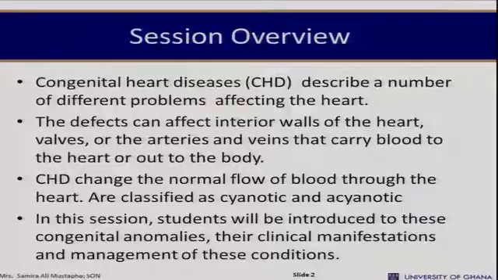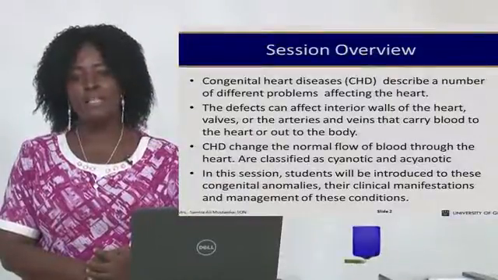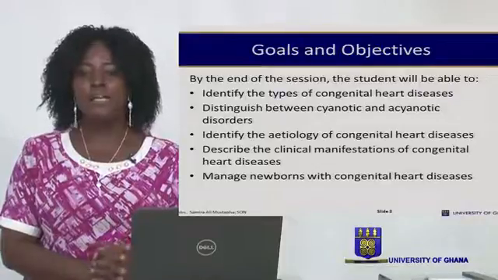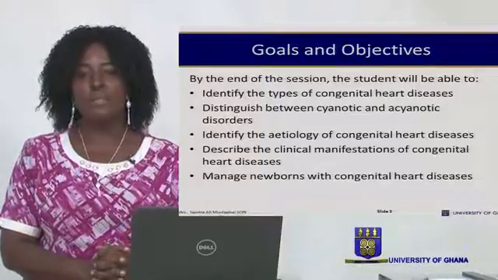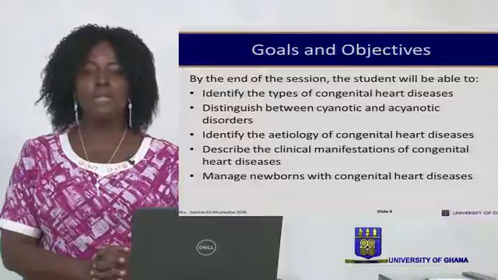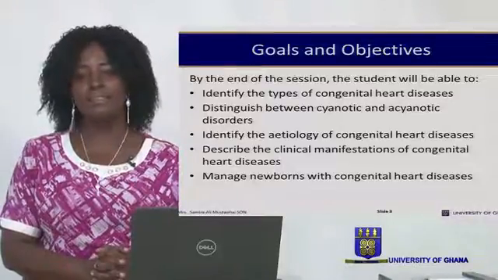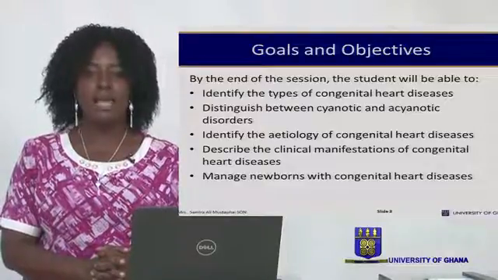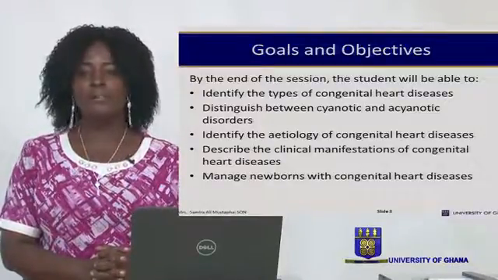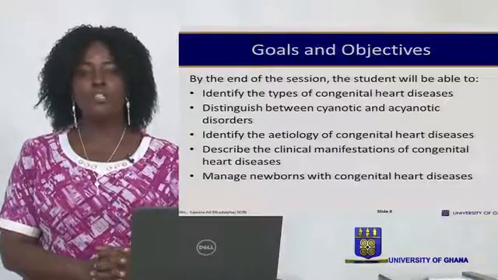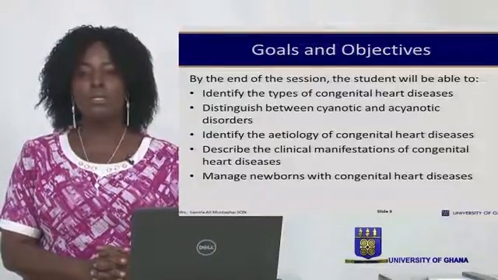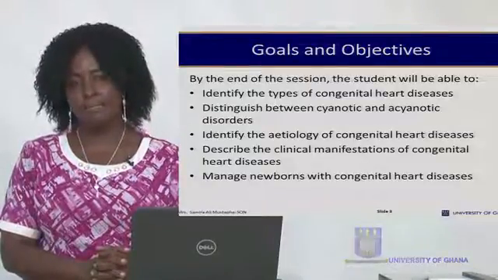In this session, students will be introduced to congenital anomalies, their clinical manifestations, and management of these conditions. By the end of the session, for our goals and objectives, students should be able to identify the types of congenital heart diseases, distinguish between cyanotic and acyanotic heart diseases, identify the etiology of congenital heart diseases, and describe the clinical manifestations and management of newborns with congenital heart disease.